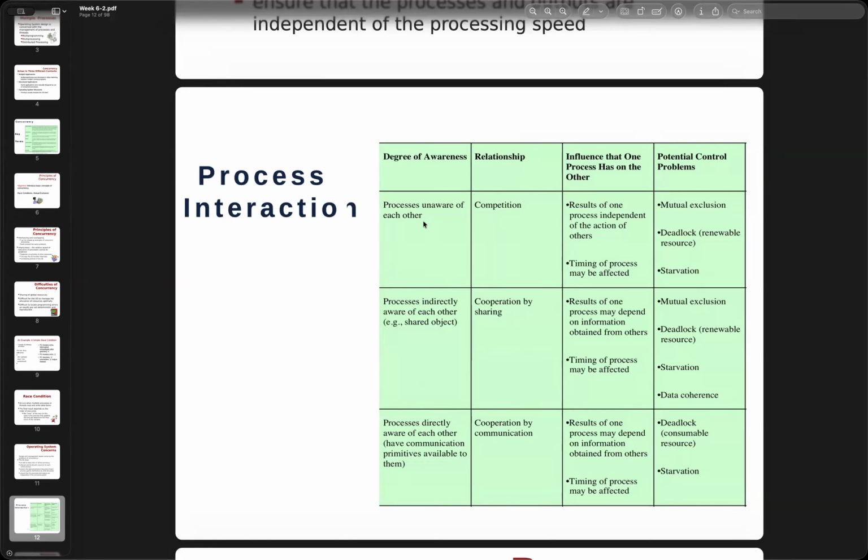So you need to know that processes can be unaware of each other, indirectly aware, or directly aware. If they are unaware, it's a competition relationship. If they are indirectly aware, it's cooperation by sharing. And if directly aware, it's cooperation by communication. So you need to know the potential control problem for each.